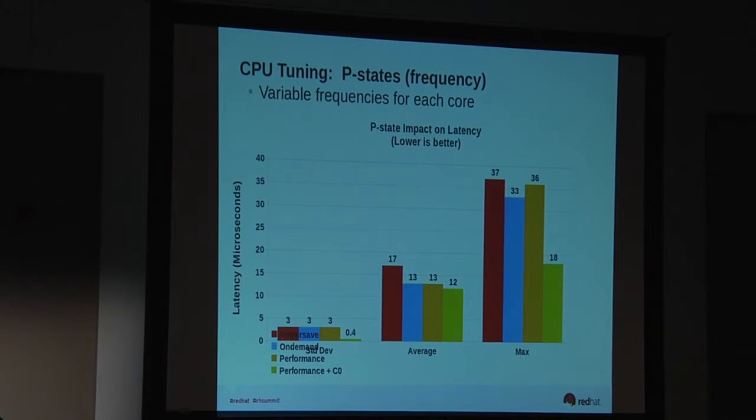This is actually the P states, which are CPU governors, and each column is a different governor. Power save, which means to lock you to the lowest frequency that the CPU reports. On demand is a burstable dynamic frequency variant. Performance is the highest end. And then I put the green in here to show you if you couple locking the frequency with locking the C states, you get even better performance. And that's the most significant drop towards the right. It's almost half when you lock the C states in addition to locking the frequencies.